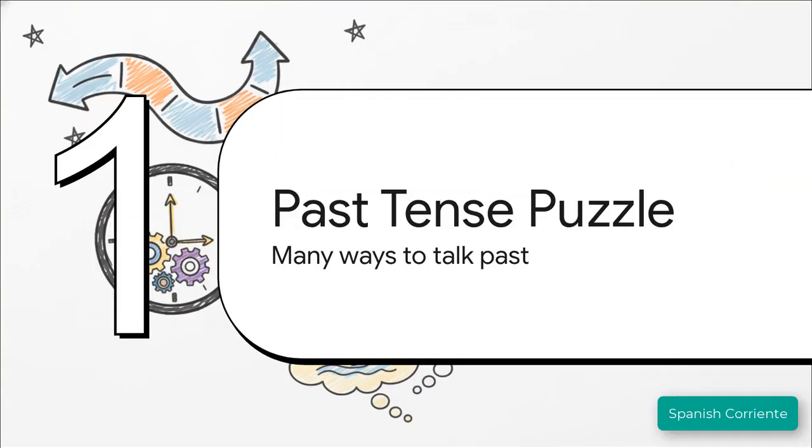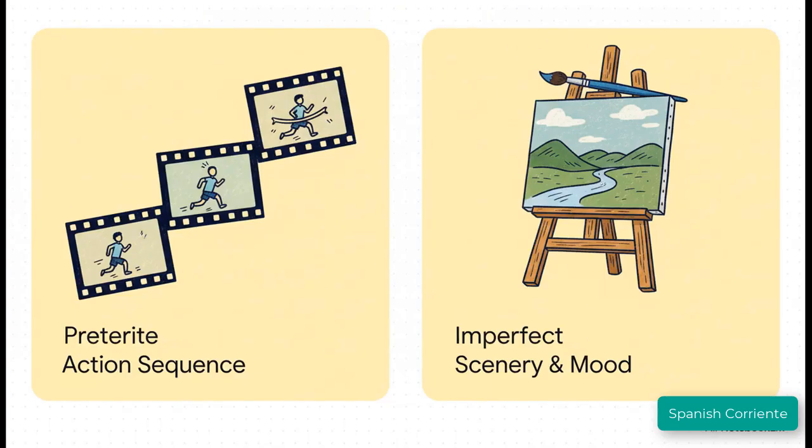So why is this even a thing? Well, in Spanish, the past isn't just one thing. It's not just a list of events. Think of it more like a movie. You've got the action happening on screen, but you've also got the whole background, the atmosphere, and you need different linguistic tools to paint both parts of that picture.